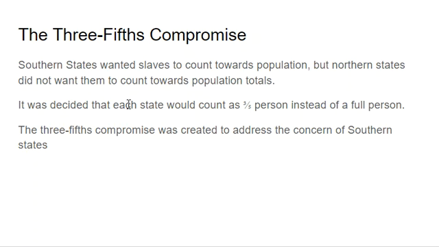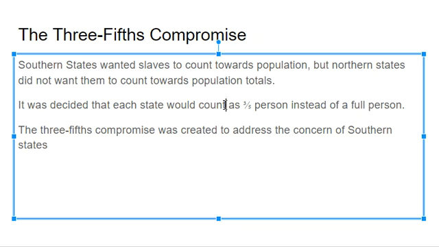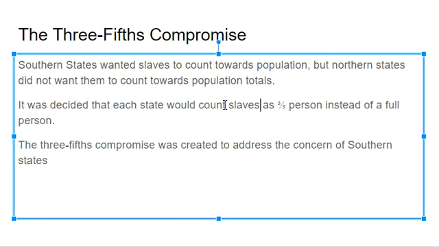And it was decided that each state would count slaves as a 3/5 person instead of a full person. So if there was a slave, they weren't considered one person. They were considered 3/5 of a person. And the 3/5 Compromise was created to address the concern of southern states.